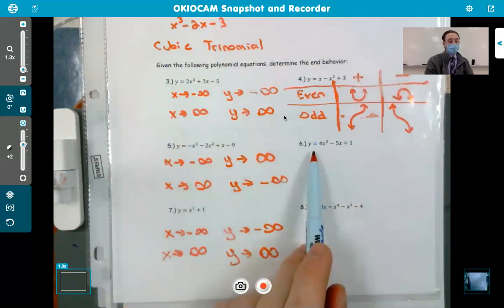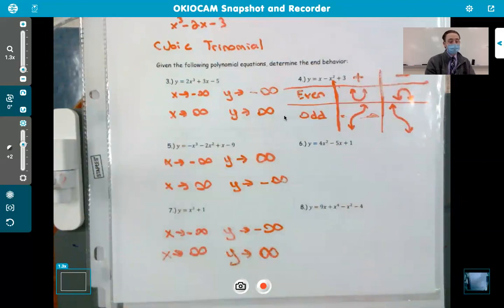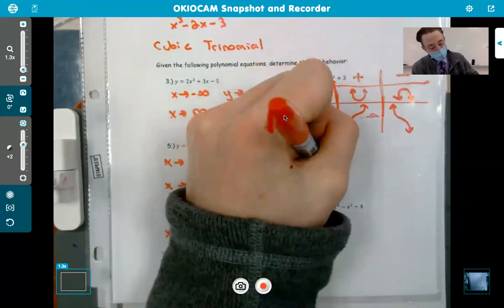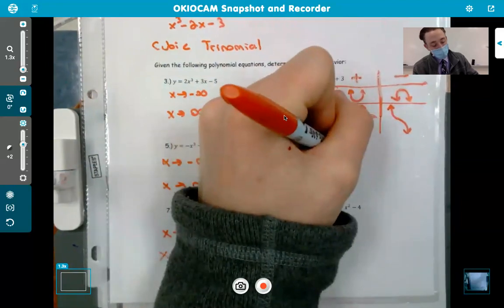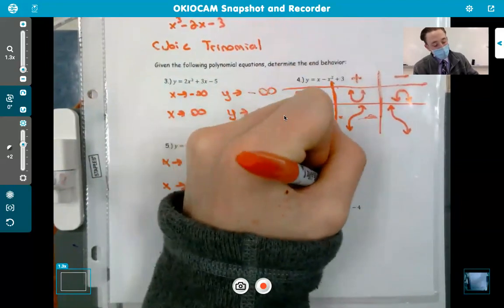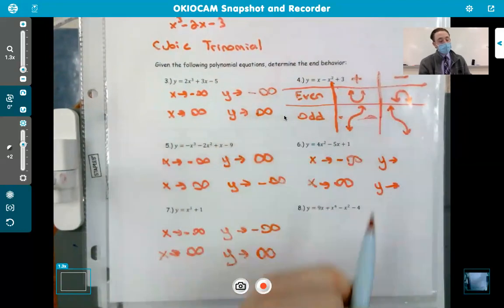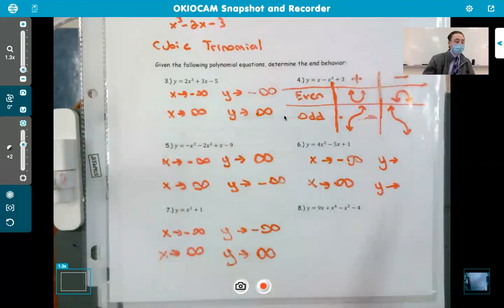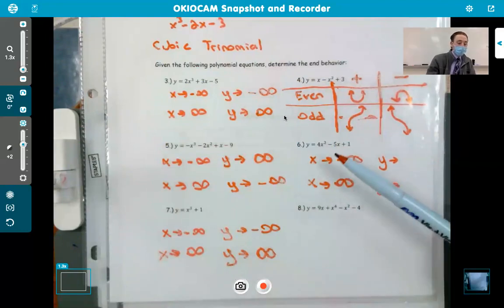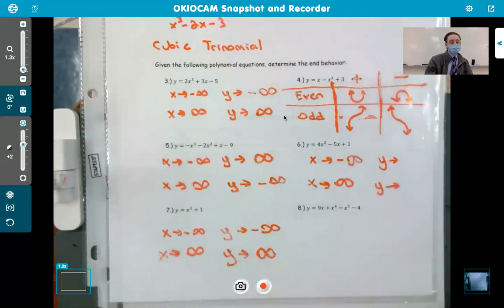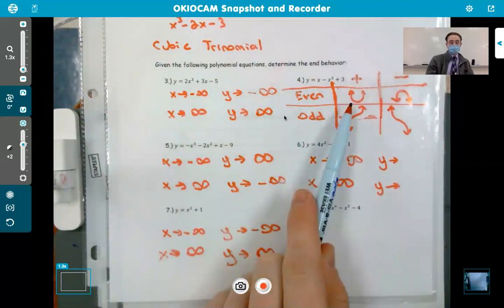So if we take a look at number 6, okay? So again, how it's going to be posed tomorrow is, as x approaches negative infinity, you're going to fill in the y. As x approaches positive infinity, you'll fill in the y again as well. So as x approaches negative infinity, I have an even degree, right, in number 6. What is my leading coefficient? 4, which is a positive or negative number? Positive. So I'll go even positive, all right?